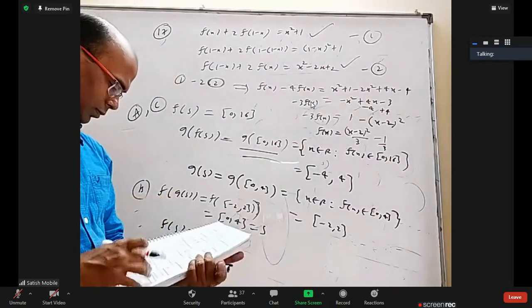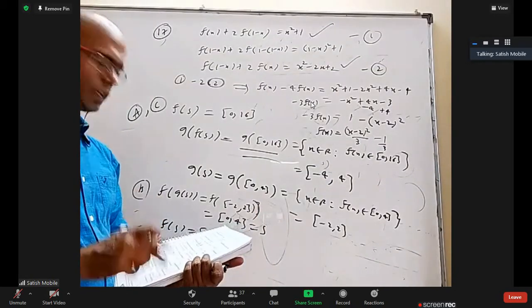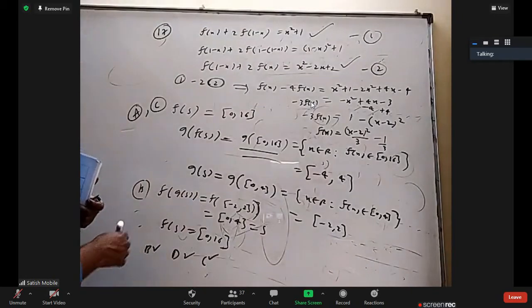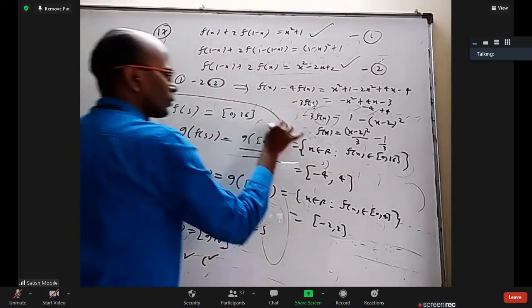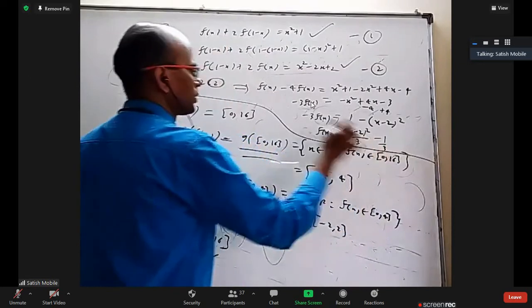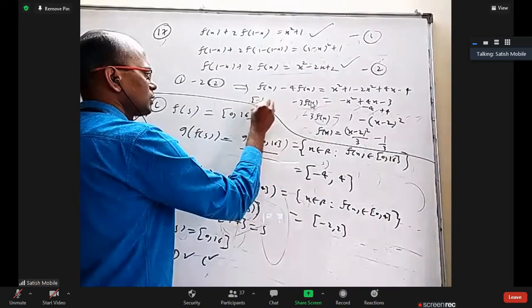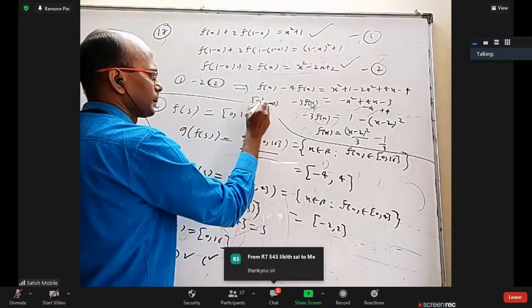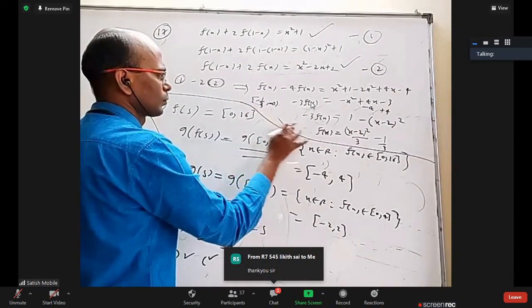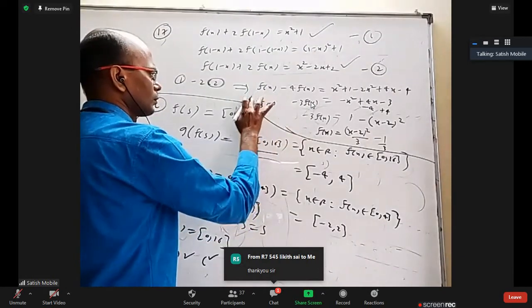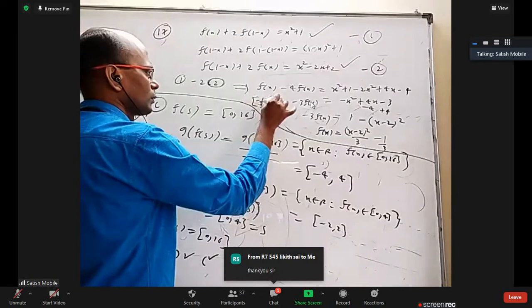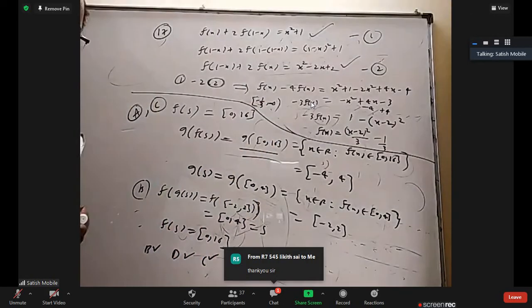70. Option A. Okay, the range is closed interval minus 1 by 3 to infinity. Is it okay?